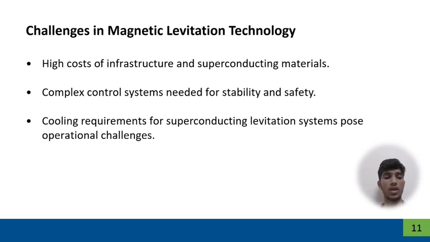However, there are some challenges. Infrastructure is costly, especially for maglev tracks. Superconductors require very low temperatures, which increases the cost. Control systems must be very accurate. Operating and maintaining cryogenic cooling is complicated. These challenges limit the widespread use of maglev worldwide.